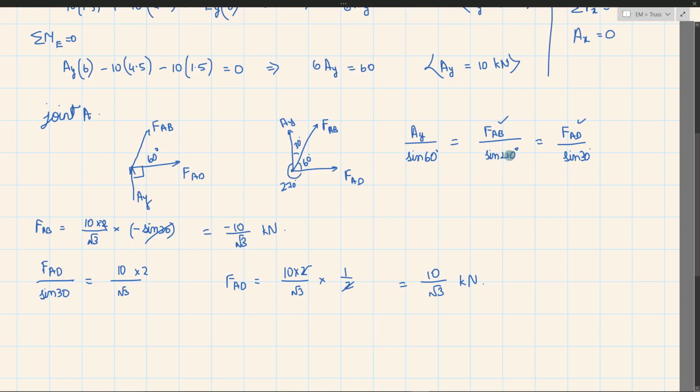I'm sorry, I made a mistake. So this is 270 degree. Okay, so for FAB, this is not sine minus 30, this is sine 270 degree. Okay, so sine 270 degree is minus 1, so we have minus 20 by root 3 kilonewton. Okay, so this is sine 30, right, this is correct. If FAD divided by sine 30, so if I send sine 30 to the RHS, I'll have 1 by 2, the 2 will be cancelled, I'll have 10 by root 3.